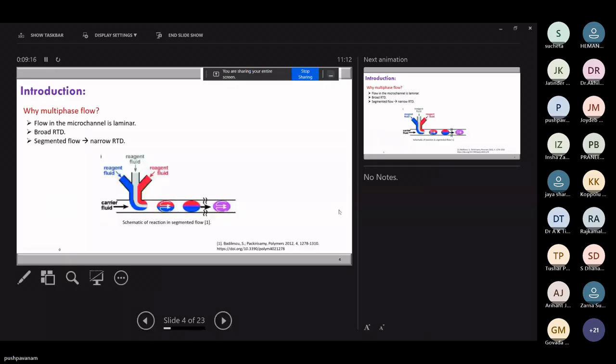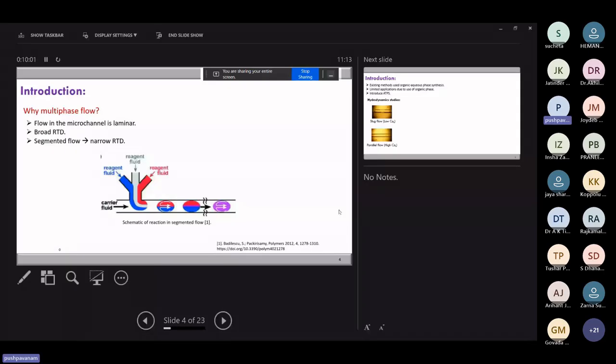So how can you avoid this problem? Because I want to have a millifluidic channel or microfluidics, and I want to go into multi-phase flows. So why are we using multi-phase flows? The flow in the microchannel, like I told you earlier, is laminar. And just give me a minute. Yeah. So the flow in the single phase flow is laminar. I have the parabolic velocity profile, and your residence time distribution is very broad.